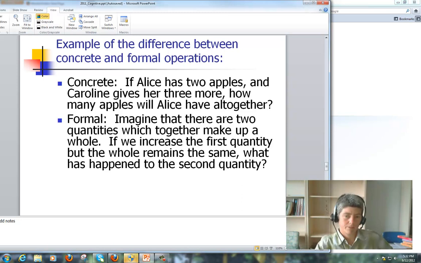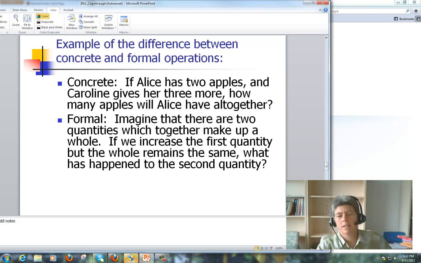And here's an example of that. In my children's classroom, they have addition word problems using things that are concrete in my children's world, like apples. So if Alice has 2 apples, Carolyn gives her 3 more. How many apples will Alice have? Well, all the kids in the class know what an apple is. And if they don't, they usually have something concrete there for them.